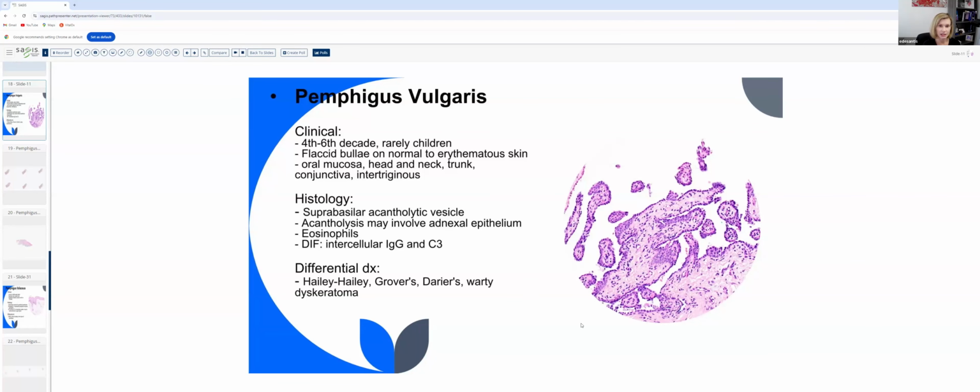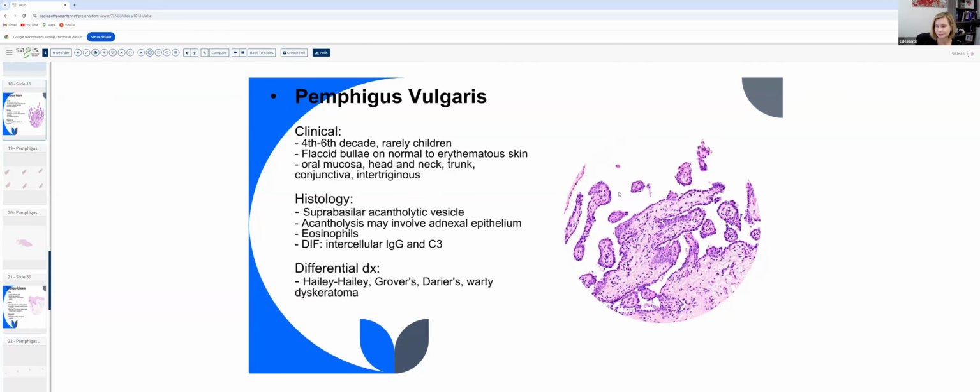All of the Pemphigus entities often include eosinophils within the inflammatory infiltrate, and direct immunofluorescence is really essential for a definitive diagnosis. So in Pemphigus vulgaris, direct immunofluorescence will show a characteristic pattern of intercellular IgG and C3. And then, as I mentioned, Hailey-Hailey, Grover's, and Darier's are included within the differential diagnosis.